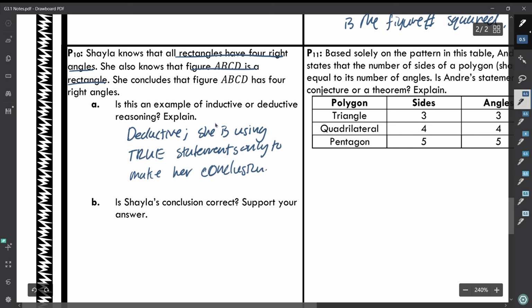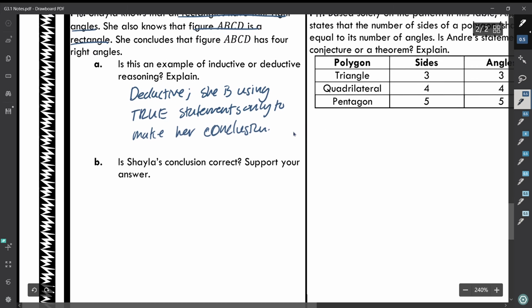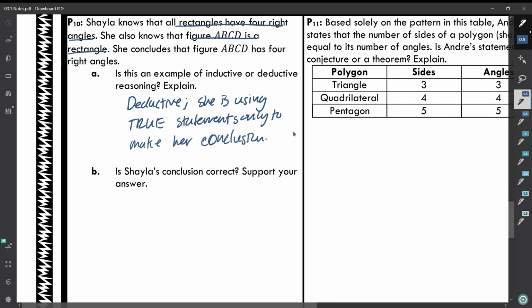She actually uses something we call the transitive property that we'll talk about later. So, basically what she said was rectangles have 4 right angles. Basically, rectangle equals 4 right angles. Okay? Also that ABCD is a rectangle.